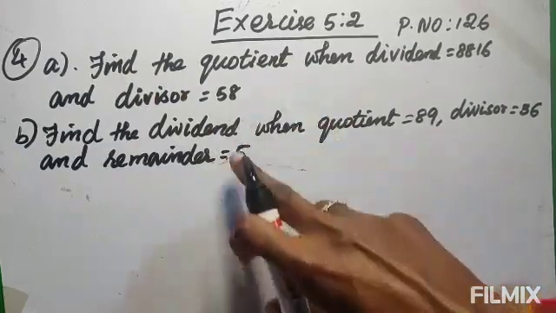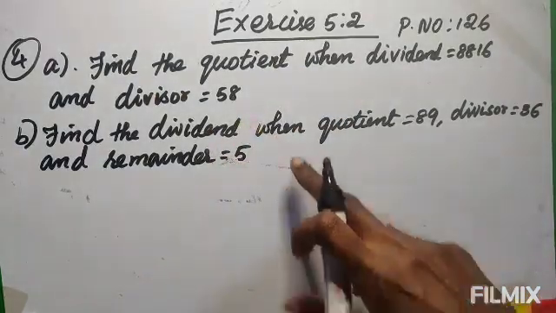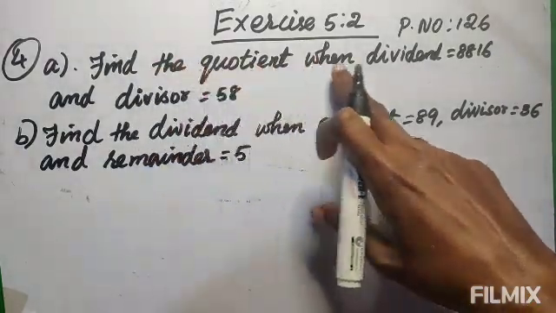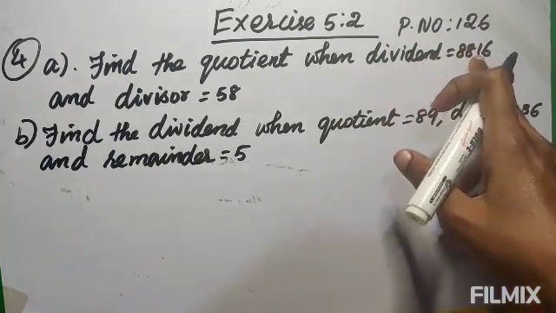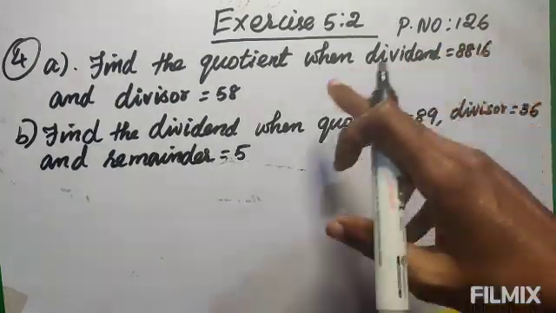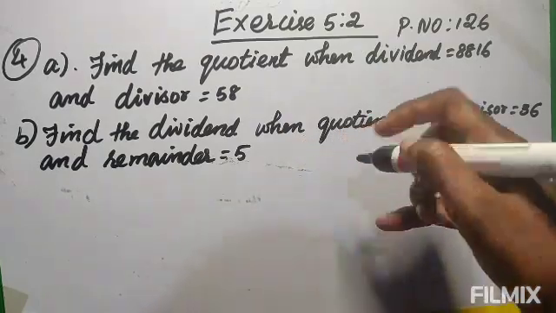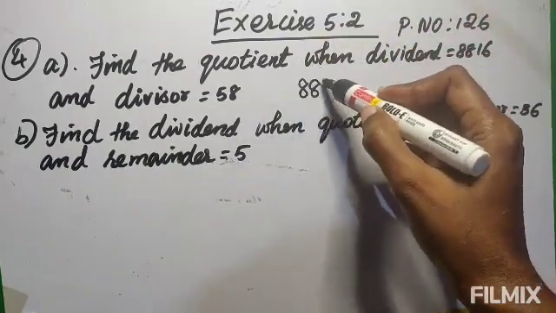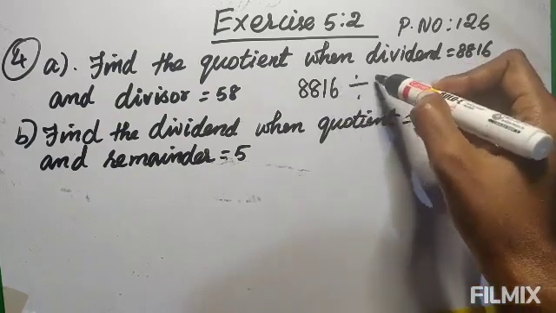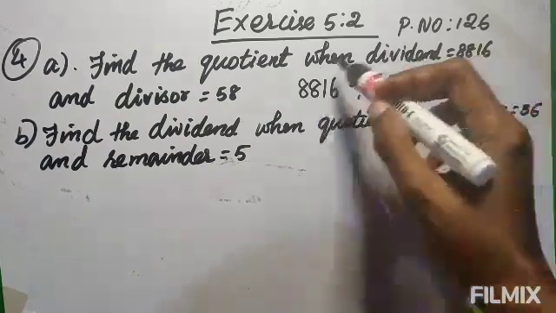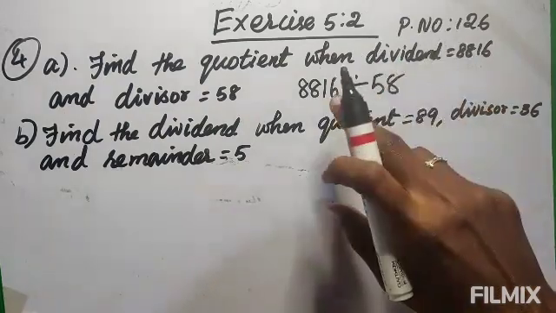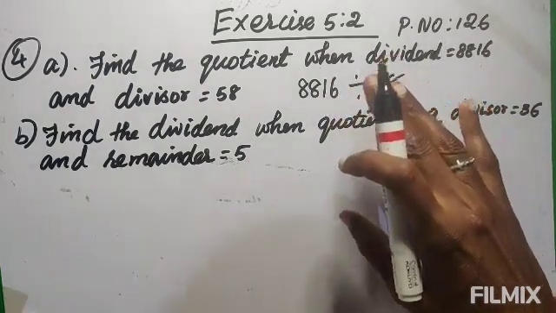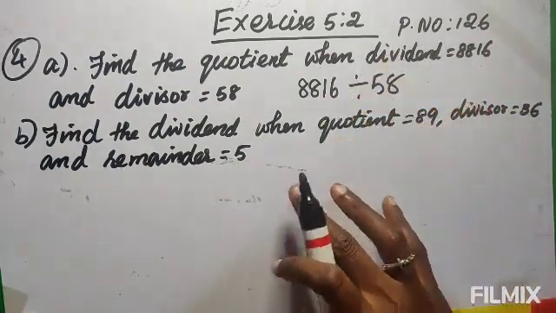There are 3 questions in exercise 5.2, question number 4, that I will explain now. The first one is: find the quotient when dividend is 8816 and divisor equal to 58. This is nothing difficult, it is ordinary only. To find the quotient you have to divide the dividend by the divisor. So you will know how to divide. This I am not going to do the calculation, so you do it by yourself. In this one I will teach you now.